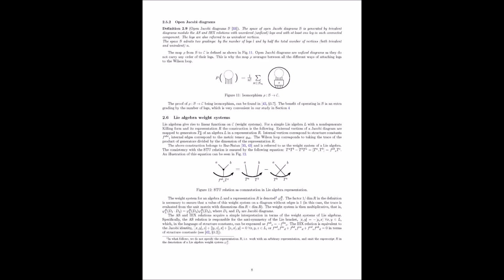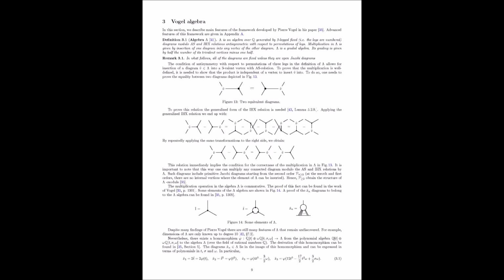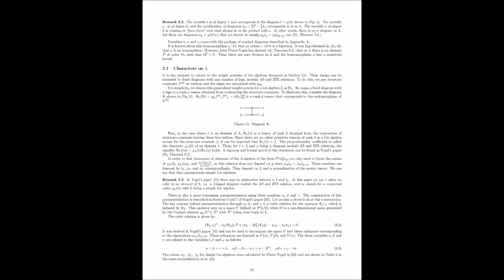Yes. And just like chord diagrams have the four-term relation, Jacobi diagrams have the STU relation. Figure 6 shows this. It helps us simplify Jacobi diagrams and connect them back to chord diagrams. So we could use the STU relation to go back and forth between these two ways of representing knots.